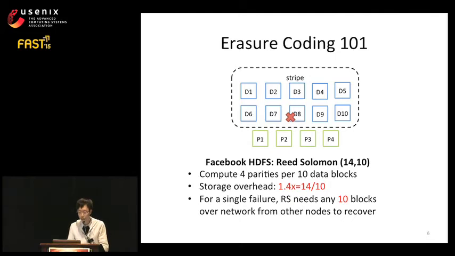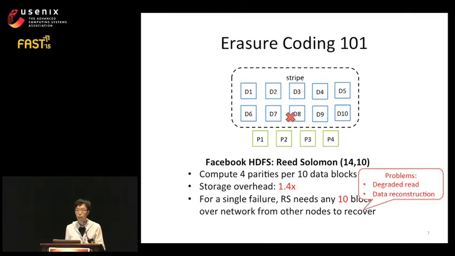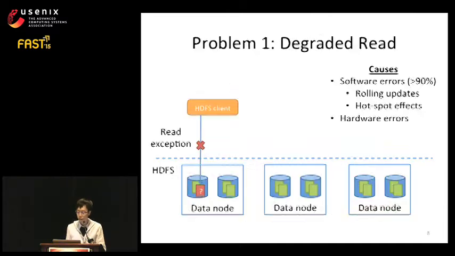When a failure happens, this scheme needs to fetch 10 blocks over the network to one place from the remaining 13 blocks to recover the lost block. This brings up 2 problems. One is the latency problem, commonly known as the degraded read problem. And there is also a throughput problem caused by this, known as data reconstruction. I will elaborate on these 2 problems in the next couple of slides.